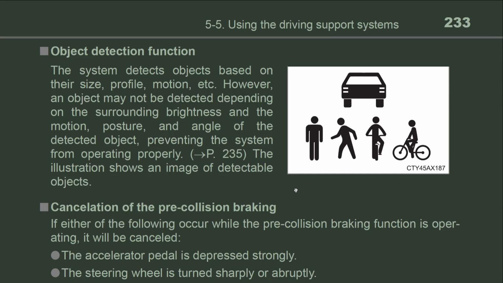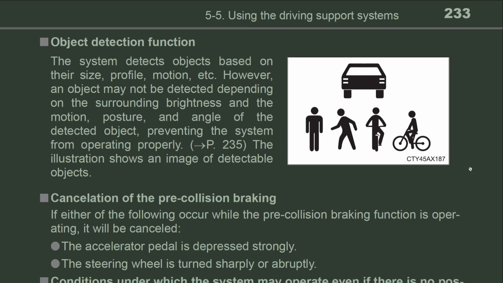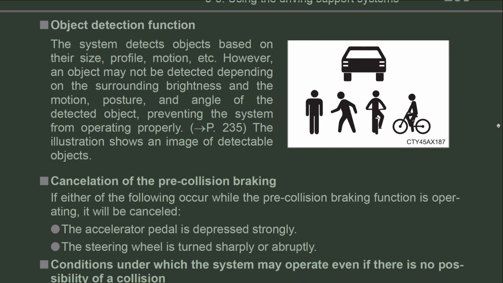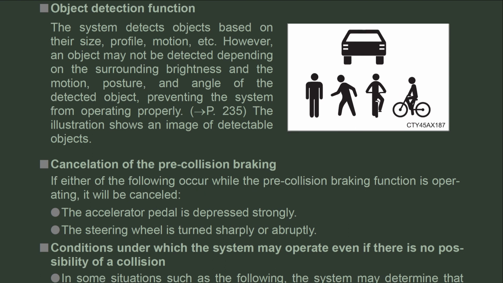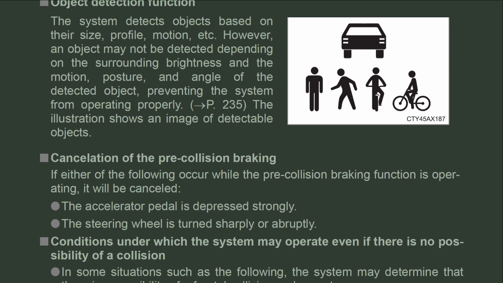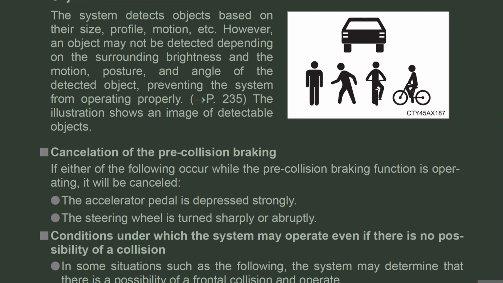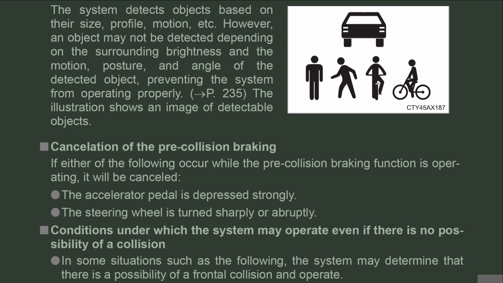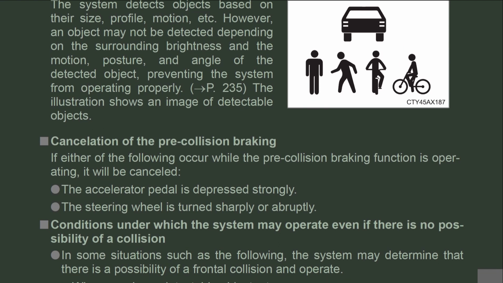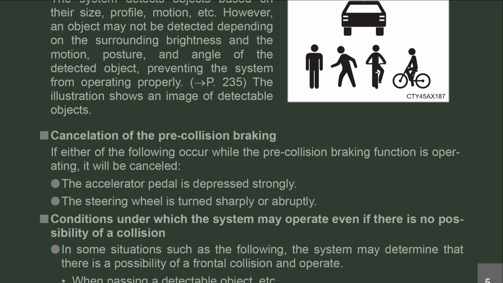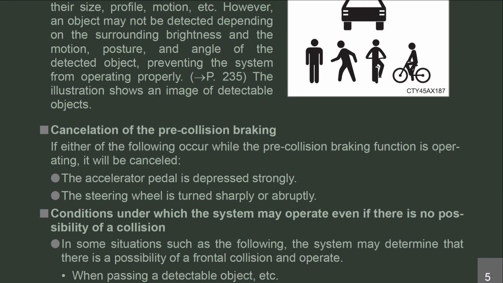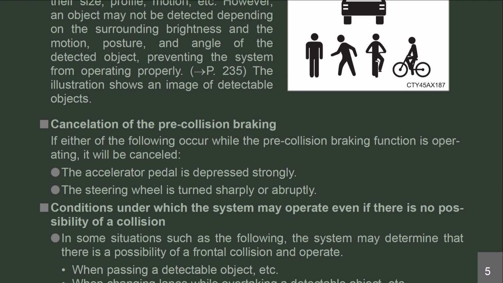233. Object detection function. The system detects objects based on their size, profile, motion, etc. However, an object may not be detected depending on the surrounding brightness and the motion, posture, and angle of the detected object, preventing the system from operating properly. The illustration shows an image of detectable objects.